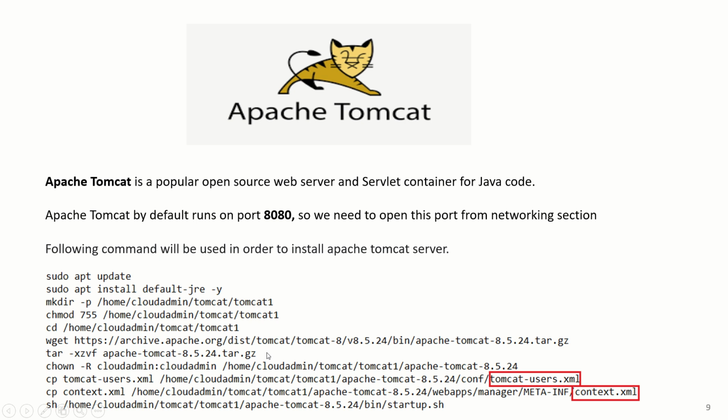This will produce the apache-tomcat-8.5.24 directory, and the tar and gz extensions will be removed. This will be the directory where we have all the Apache binaries inside it. The next command is the chown command.